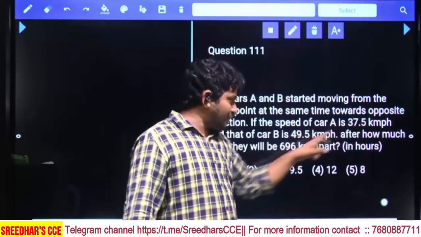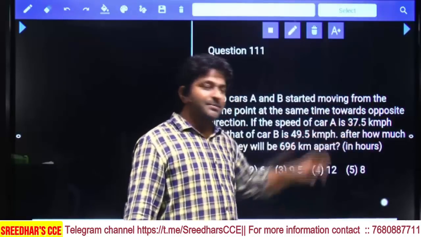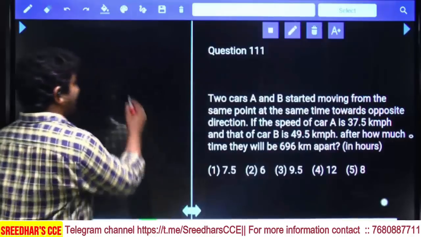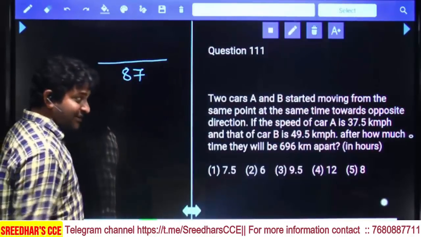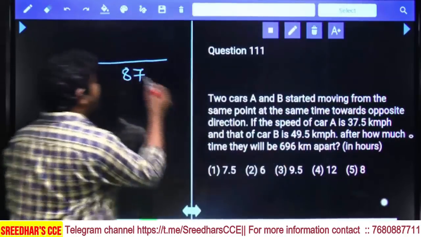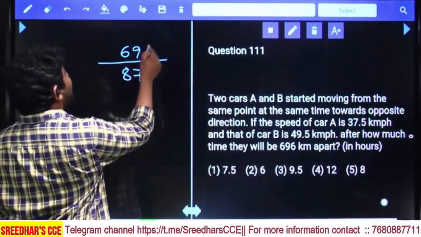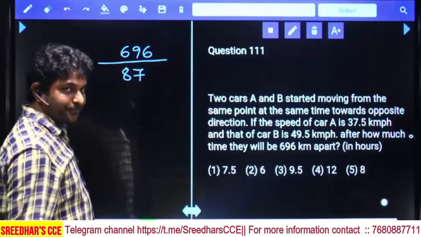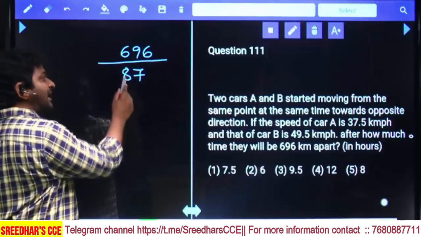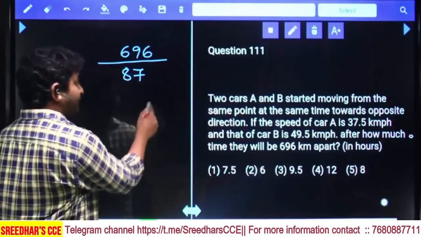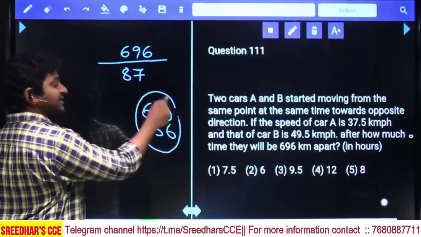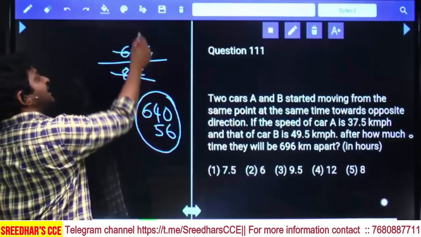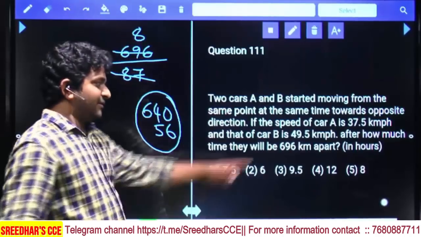When you add half to this number, it becomes 50 and it becomes 37. Total 87. In 1 hour, there will be 87 kilometers difference, but like that they made a 696 kilometers gap. 8 times. 8 times 80 is 640. 7, 8 times is 56. Total it is 696. Exactly 8 times. Fifth option answer.